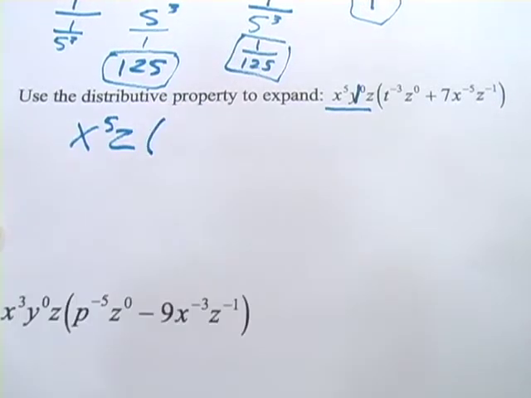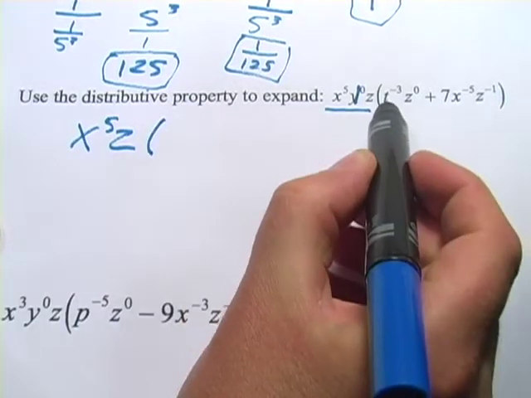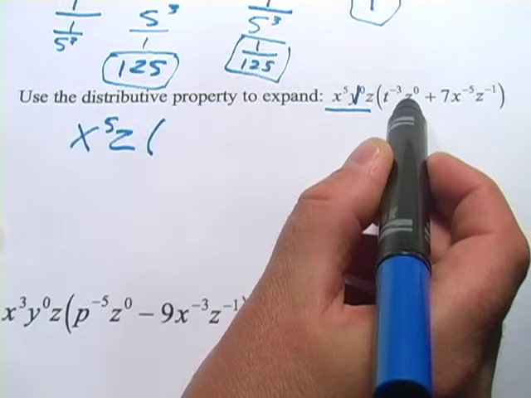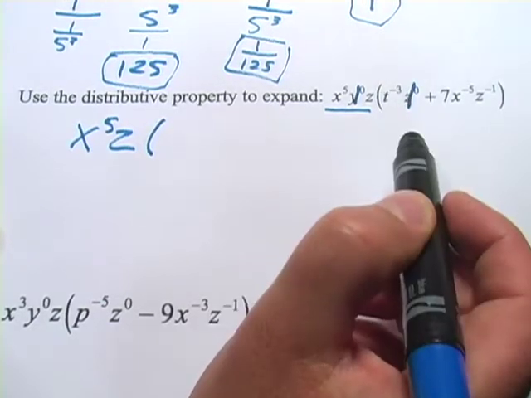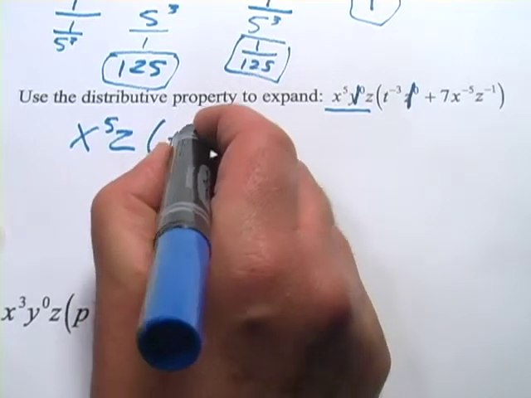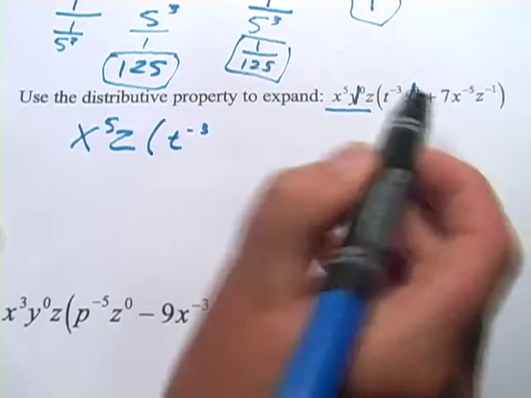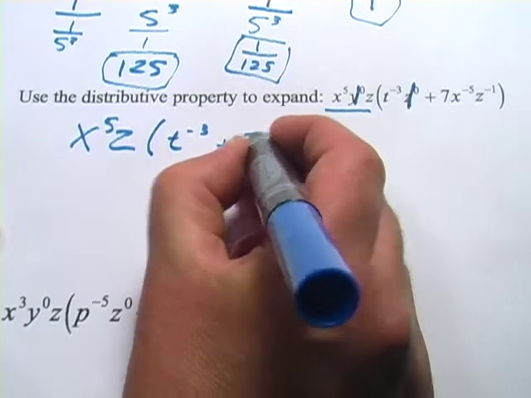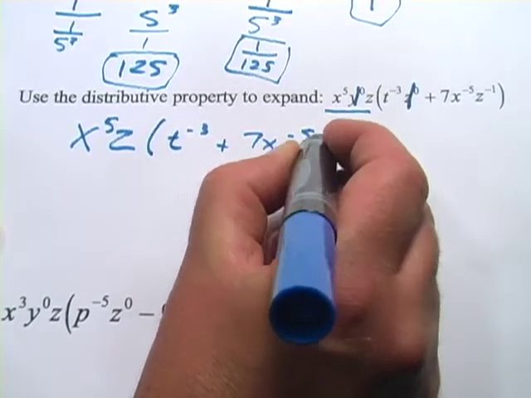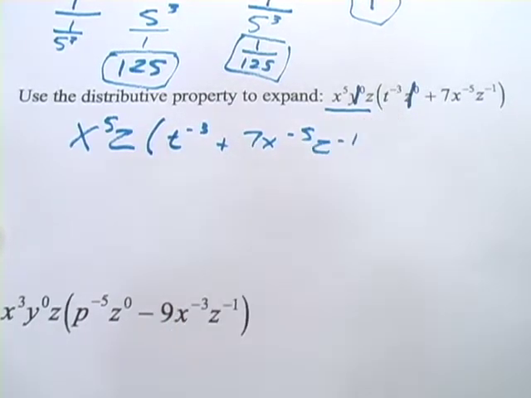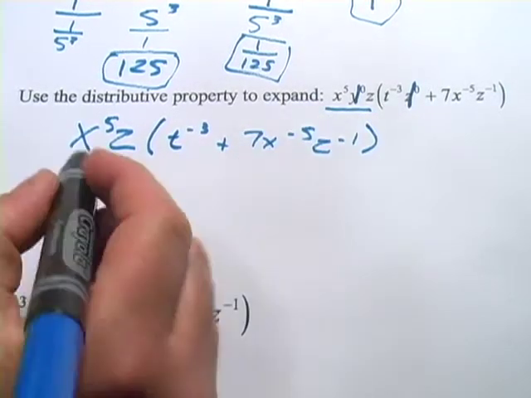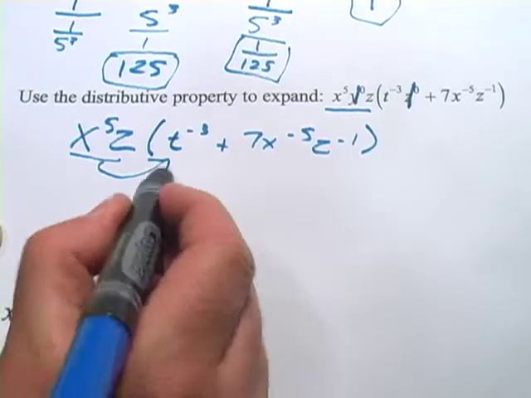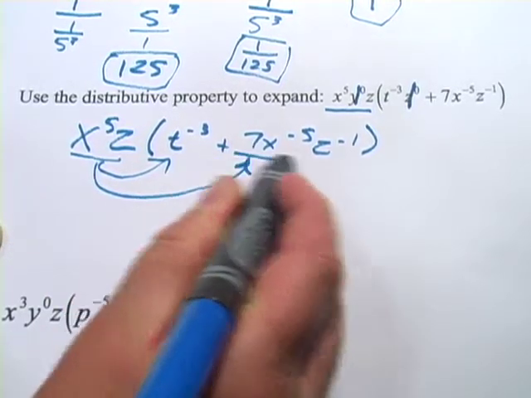Let's go to the inside of the parentheses. Now here we have t to the negative 3 z to the 0. Well, that's t to the negative 3 times 1, which is just t to the negative 3. So that's looking a bit simpler. And then our next term we have plus 7x to the negative 5th, z to the negative 1. And there's no 0 powers to simplify there. So now we're at the point where we need to take this chunk and multiply it first by this guy and then by this guy.